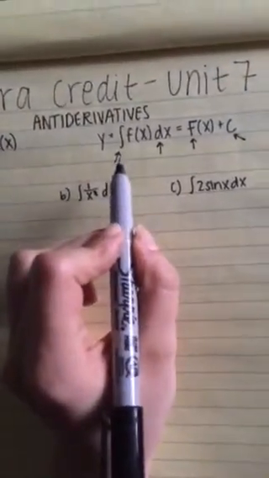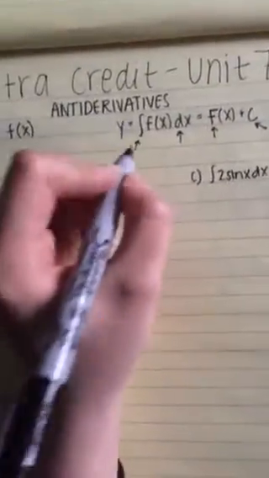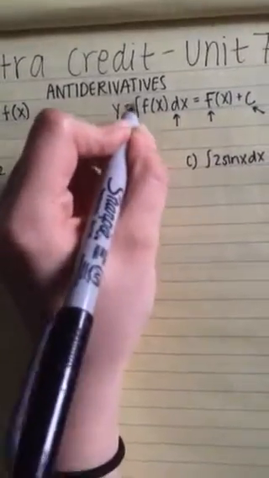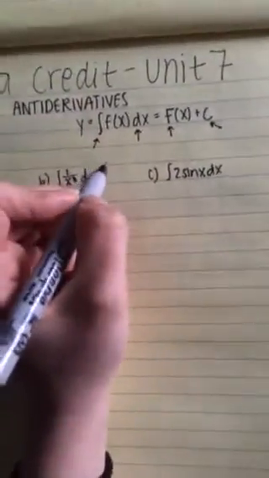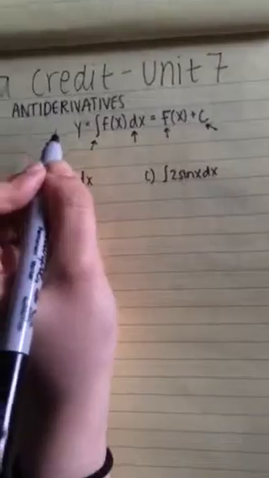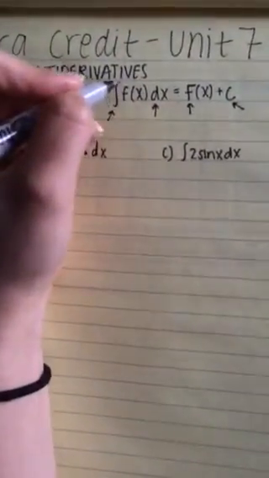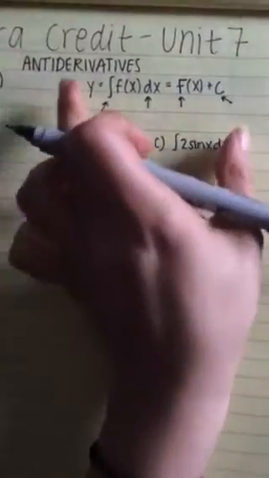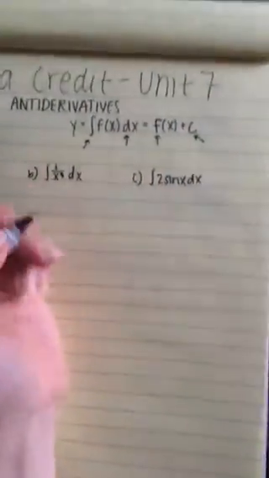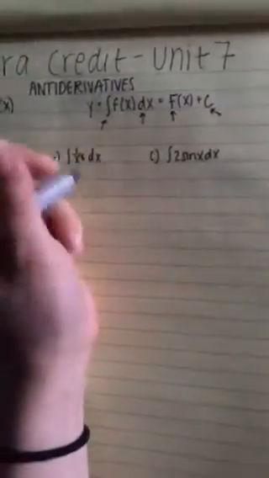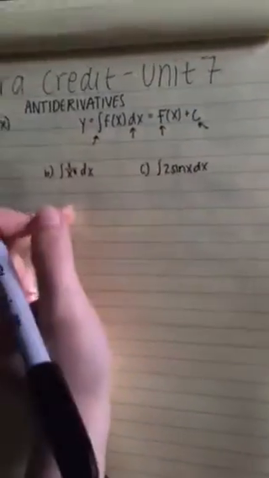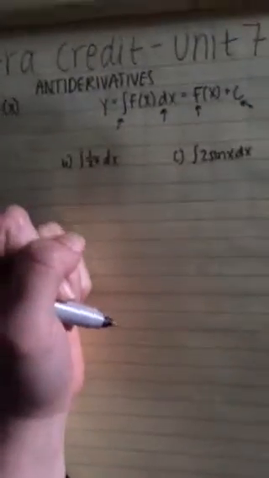Y equals, and then this little S looking thing is an integral sign. That's what makes this also called an indefinite integral, because we don't know what the domain is for this antiderivative. So yeah, this is also called an indefinite integral, but later on we'll be learning about definite integrals.